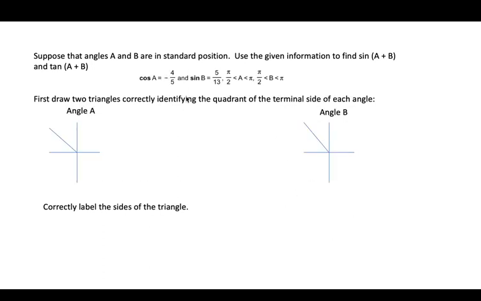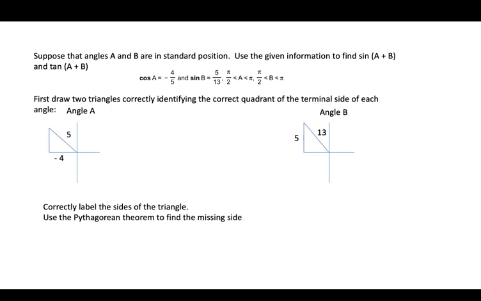So, for example, angle A. It says angle A is between pi and pi over 2. So it's in the first quadrant. Angle B is between pi and pi over 2. So it is also in the second quadrant. Did I say second quadrant? I hope so. But those are both in the second quadrant. It's drawn correctly here. Now what you want to do is correctly label those sides of the triangle.